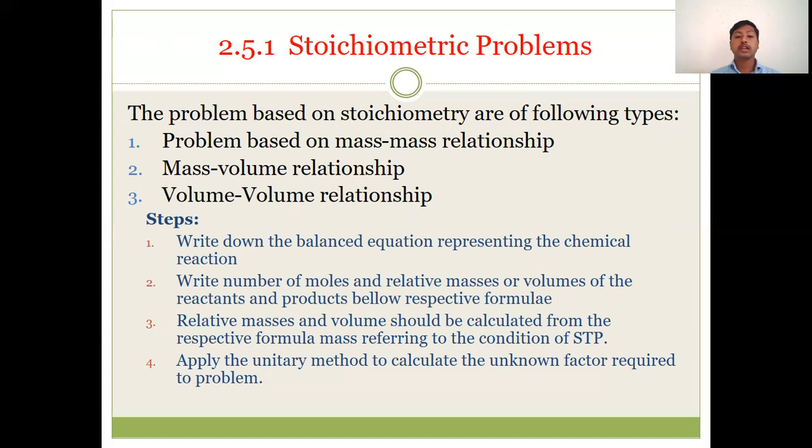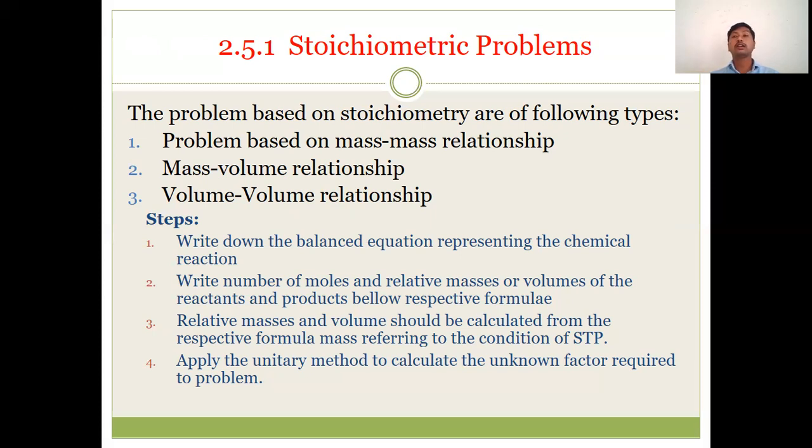Then the next point is to write the number of moles on the reactant side and also on the product side, and the relative mass or volumes of the reactants and products below the respective formulae. First write down the chemical reaction, and below the reactants and also the products, we write the relative mass or volume and the number of moles for each particular reactant and product.